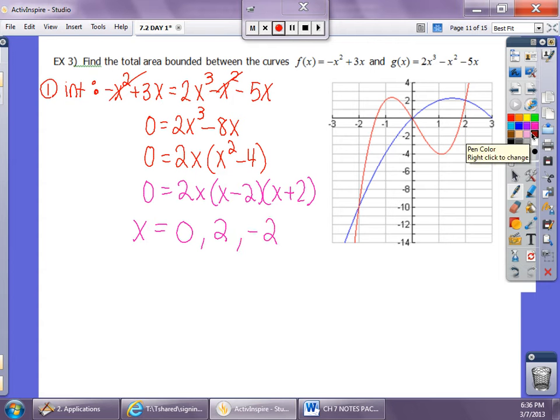Step 2, number line, negative 2, 0, and 2. We're going to pick values in between. So here, I would obviously pick -1.